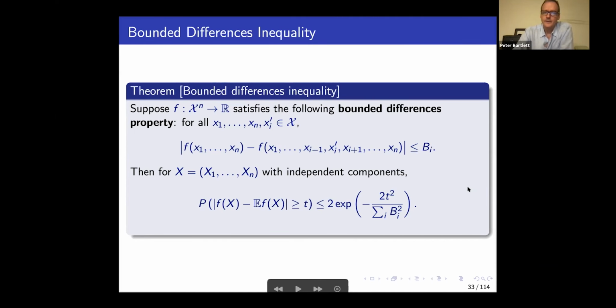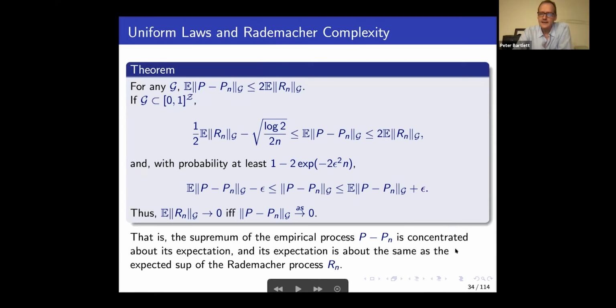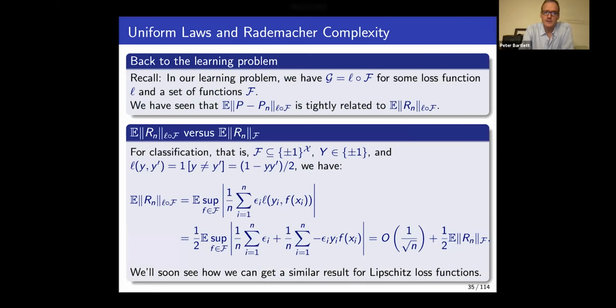All right. So that's a key result here that says, if we're interested in these maximal deviations between expectations and sample averages, then that's really determined by the Rademacher complexity, this expected supremum of the Rademacher process. Okay, so we should understand that if we want to understand these uniform laws of large numbers.